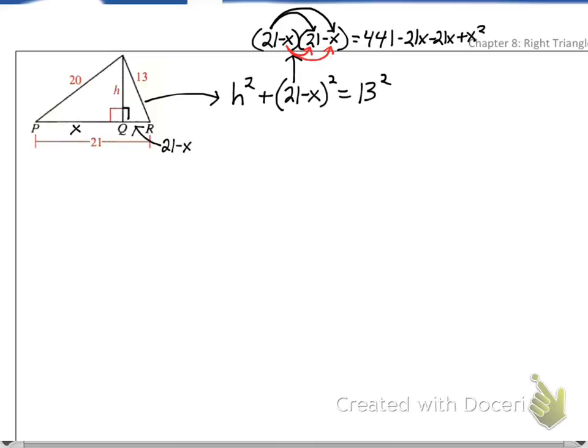I can't simplify h squared, so that's still h squared. And I'm just going to change the order just a little bit. I'm going to put the x squared out front. I have minus 41 x's, so I can combine like terms, plus 441, and that's going to equal my 13 squared, which is 169.